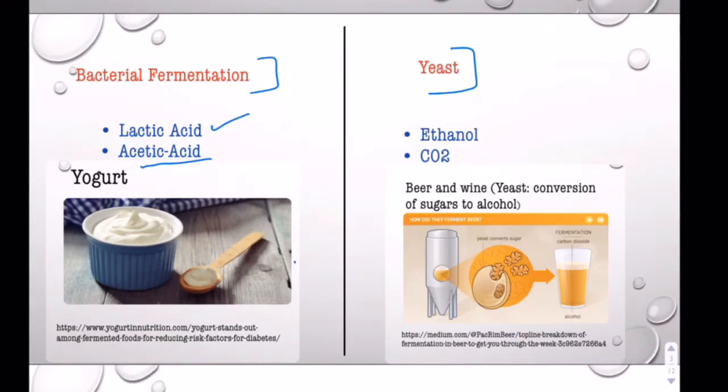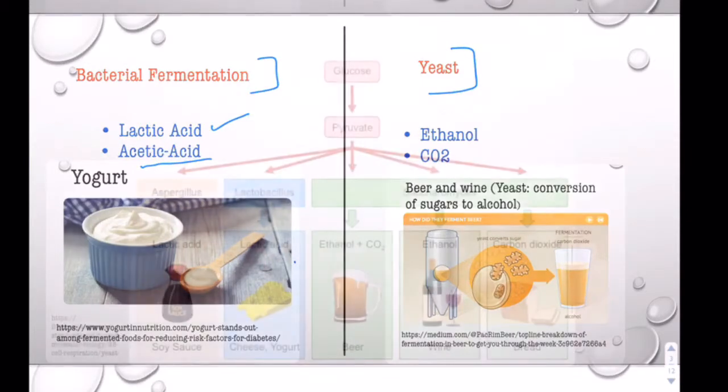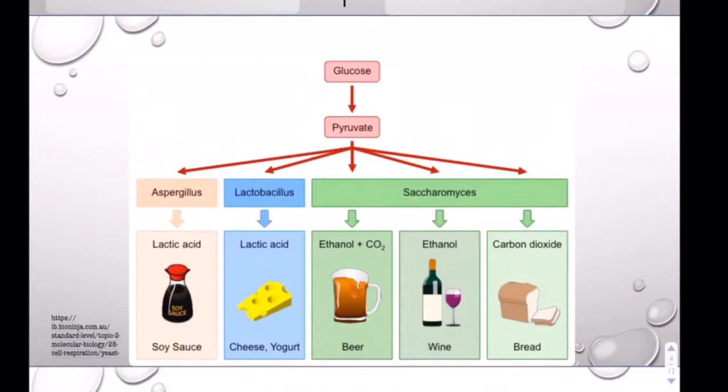Yeasts play an important role in the food industry as they produce enzymes that favor desirable chemical reactions, such as leavening of bread and the production of alcohol and invert sugar. We can see here some examples of lactic acid fermentation, like soy sauce, cheese, and yogurt. We also have alcoholic fermentation, which produces ethanol plus CO2 and gives you beer, wine, and bread.